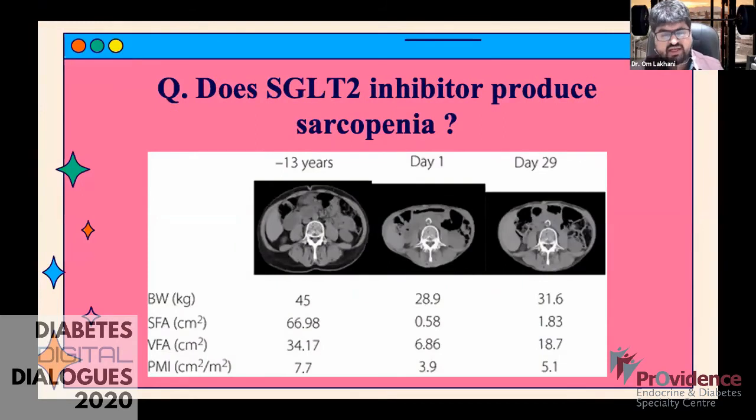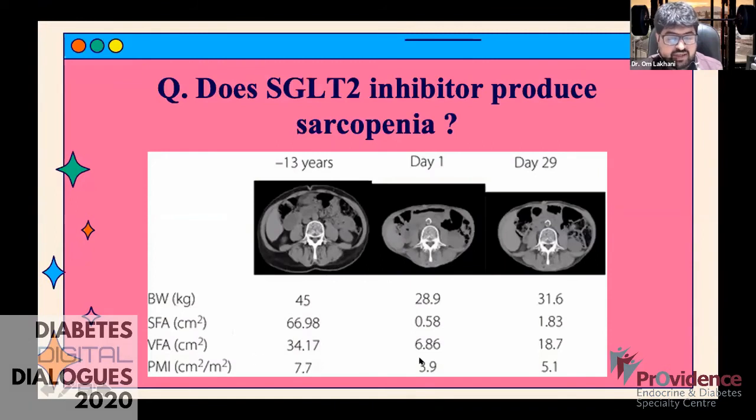This is taken from a case report. Very interesting to see here. This is an elderly diabetic patient who was given an SGLT2 inhibitor. You can see the changes in the fat and the body composition here, and you can see the subcutaneous fat significantly reduced on day one.